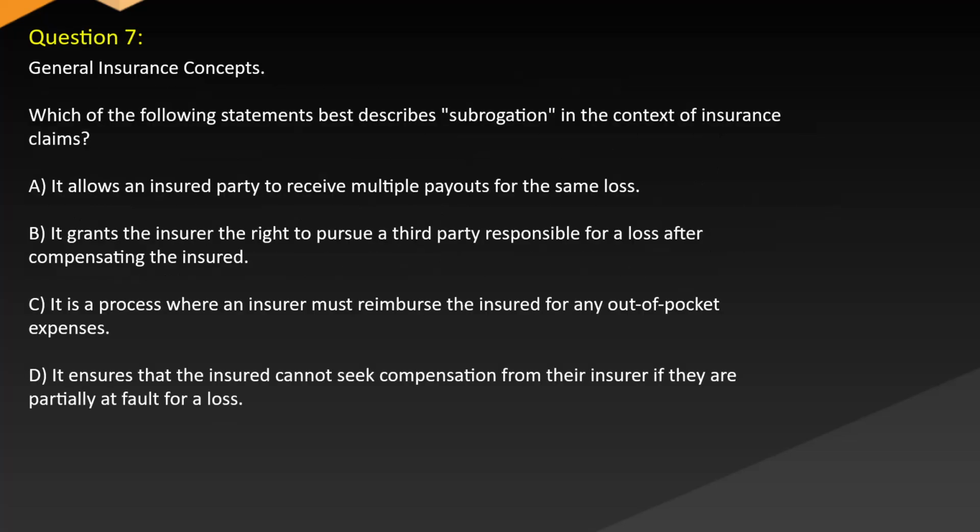Question 7. General insurance concepts. Which of the following statements best describes subrogation in the context of insurance claims? A. It allows an insured party to receive multiple payouts for the same loss. B. It grants the insurer the right to pursue a third party responsible for a loss after compensating the insured. C. It is a process where an insurer must reimburse the insured for any out-of-pocket expenses. D. It ensures that the insured cannot seek compensation from their insurer if they are partially at fault for a loss.